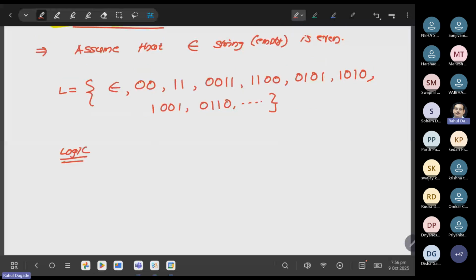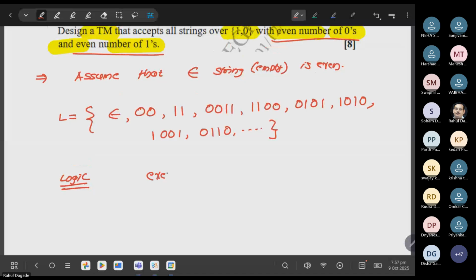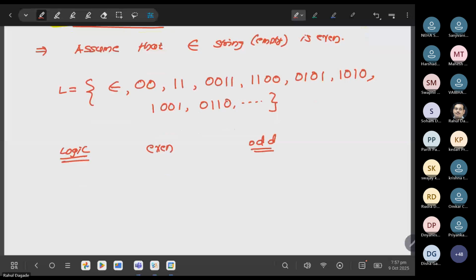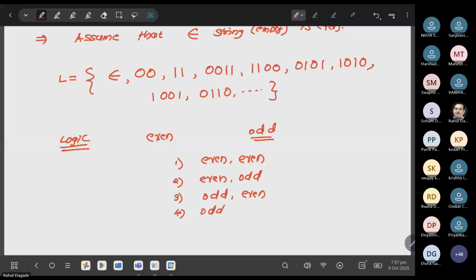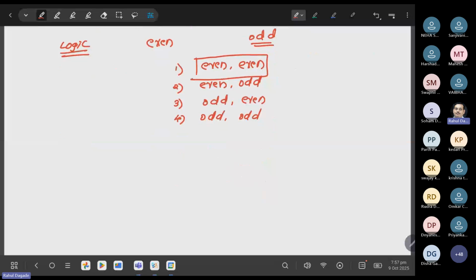So if we now consider even and odd situation, so we have 4 combinations. So since 2 are there, so we have 4 combinations. So which 4 combinations are there? So the first combination is even even. Second combination is even odd. Third combination is odd even. And the fourth combination is odd odd. Out of this combination we have to accept. So let us represent by these 4 states.